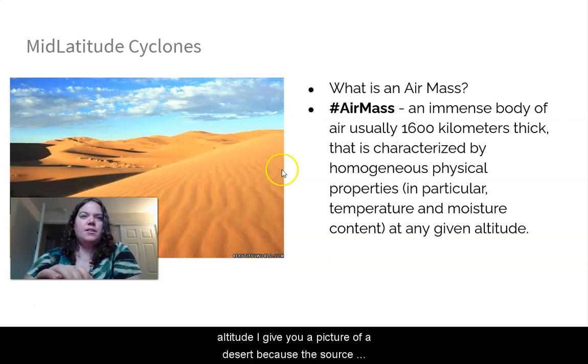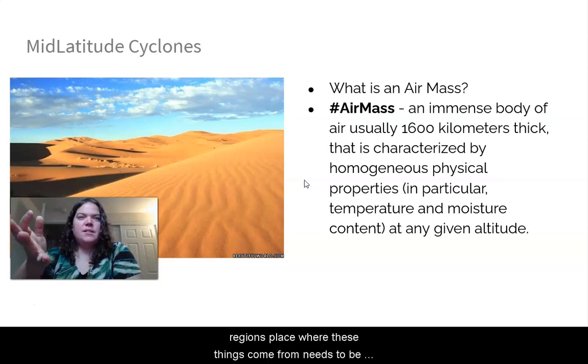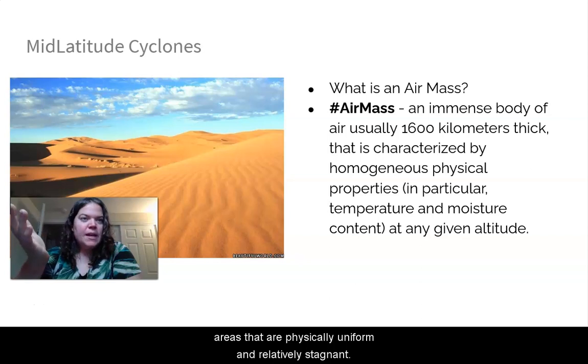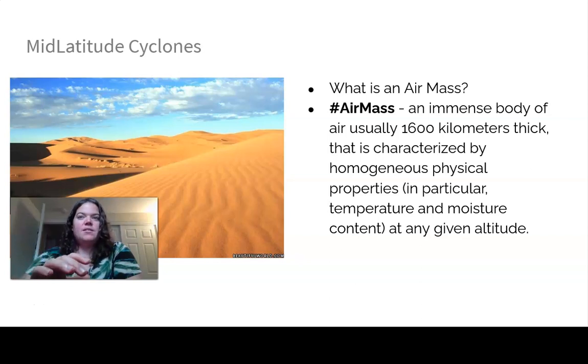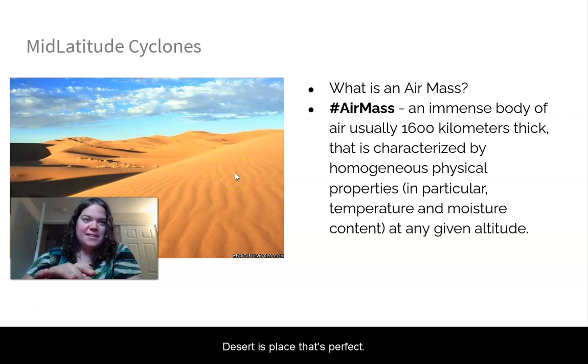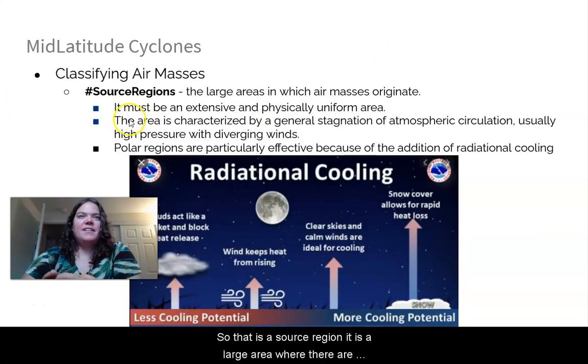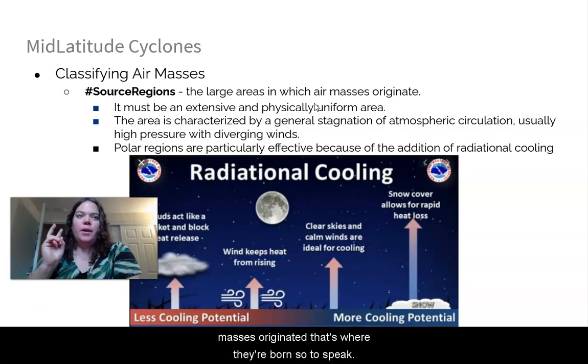I give you a picture of a desert because the source regions, the place where these things come from, need to be areas that are physically uniform and relatively stagnant. So a desert is a place that's perfect for that. So that is the source region. It is a large area where the air masses originate. That's where they're born, so to speak. And like I said, it has to be extensive and physically uniform.